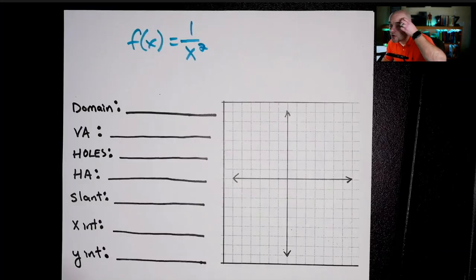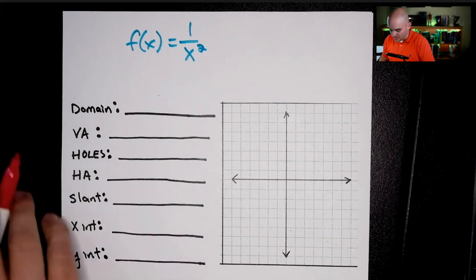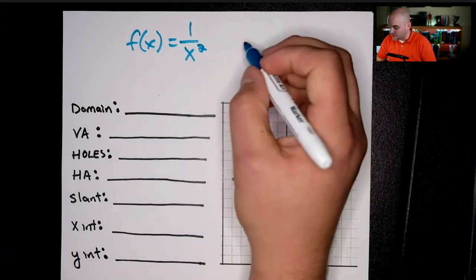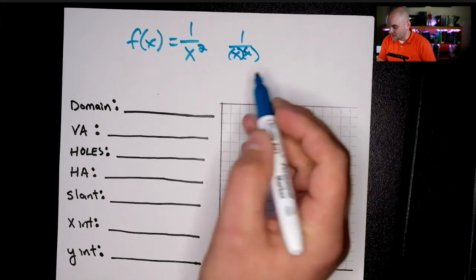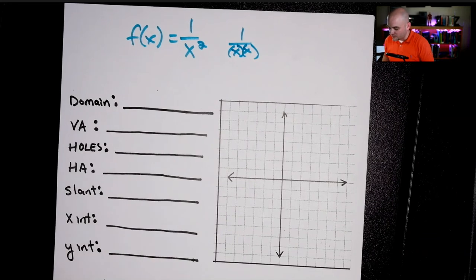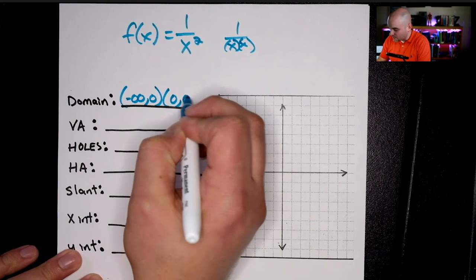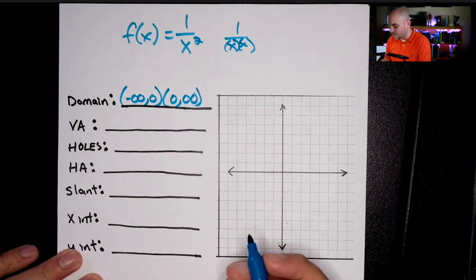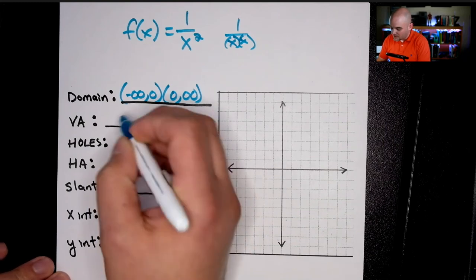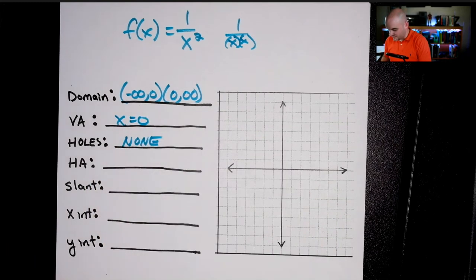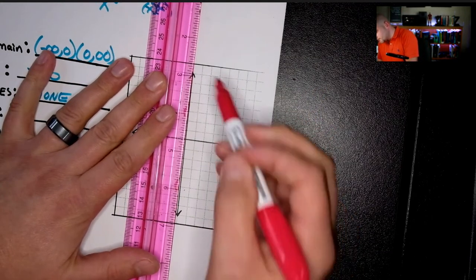So this one right here almost looks like the last one, except for now the x in the denominator is being squared. So we can still factor it if you want to, but it doesn't really matter. You get x times x in the denominator. You still got to throw out 0 from the domain. So we're going to go from -infinity to 0, skip over 0, and then go to +infinity. That means since nothing canceled, there are no holes again. And the vertical asymptote is at x equals 0. Let's go ahead and graph that one.